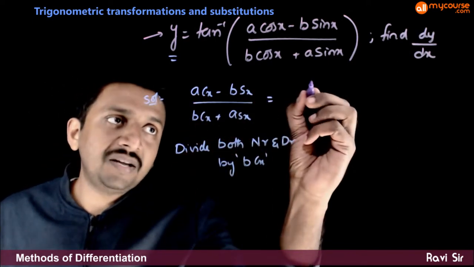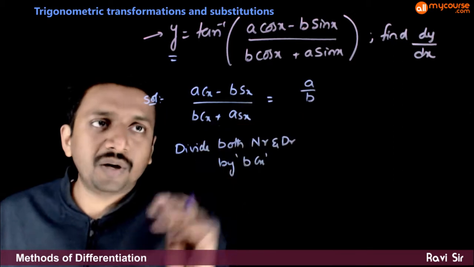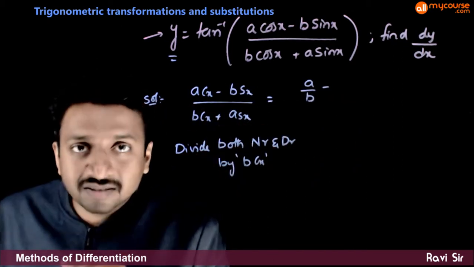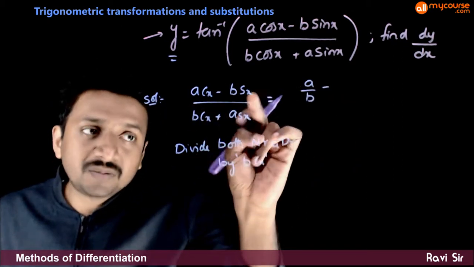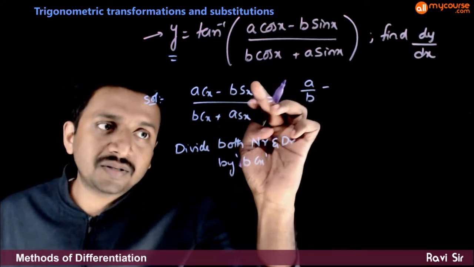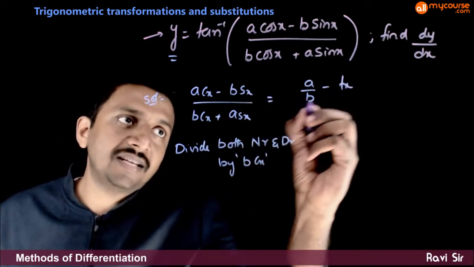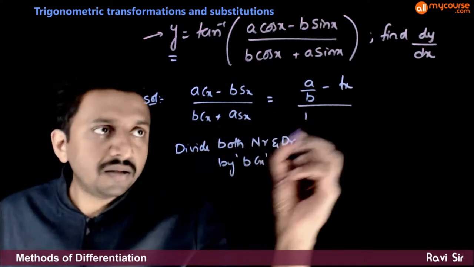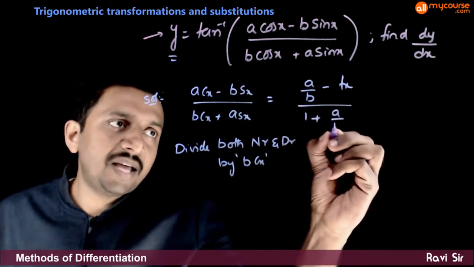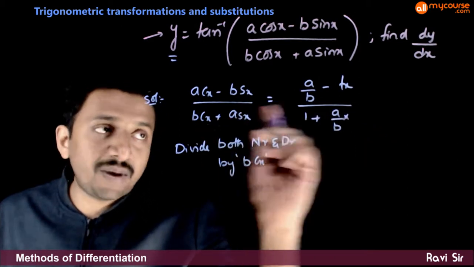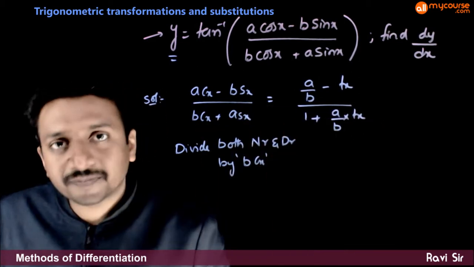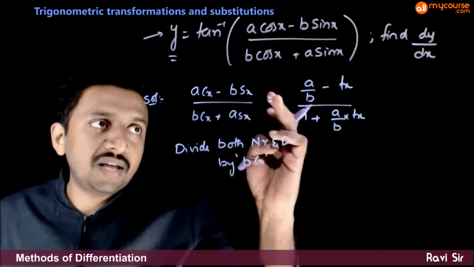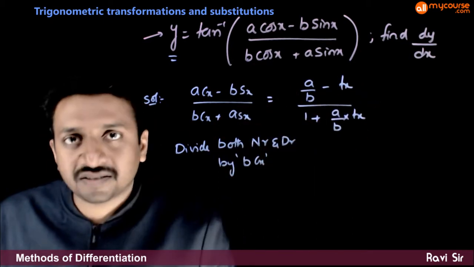So what happens here, you get a by b, because cos x gets cancelled, minus. If you divide this by b cos x, b gets cancelled, so sin x by cos x is tan x, divided by b cos x, and b cos x gets cancelled. In the denominator, 1 plus a by b into sin x by cos x, which is tan x. So a by b minus tan x by 1 plus this.